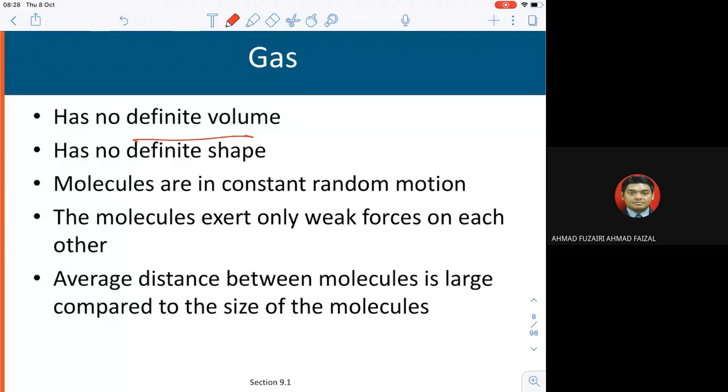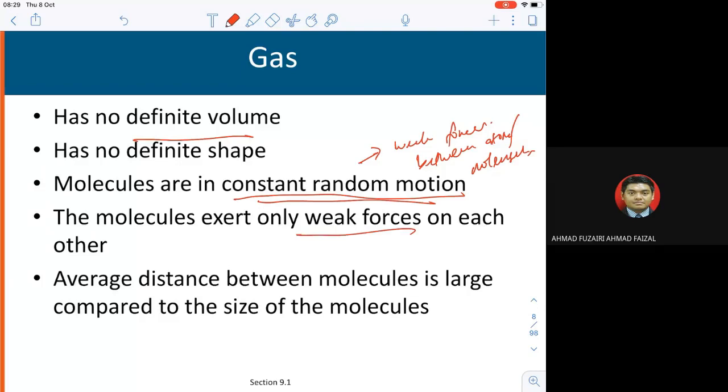Molecules are in constant random motion, with weaker forces between atoms or molecules. The molecules exert only weak forces on each other. So we can see the energy of the molecules gets weaker. For a solid it is great, a high energy between the molecules, low or medium for the liquid, and weak for the gas.